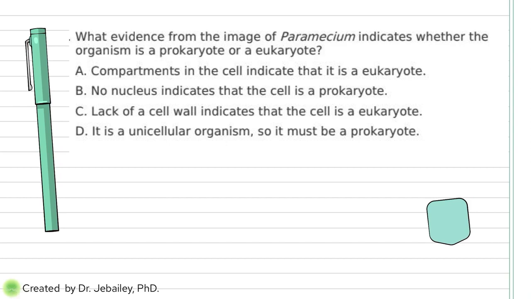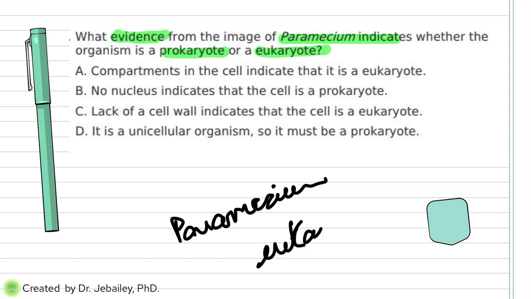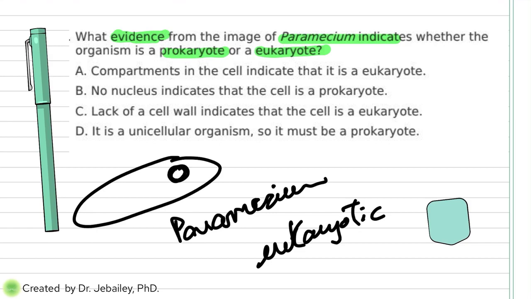Now, next one is what evidence? We're looking at evidence from an image of paramecium, and the image of paramecium indicates whether it's prokaryotic or eukaryotic. This goes back again to topic 1.1, but we also are talking about 1.2, which is basically the differences between eukaryotics and prokaryotics. In this case, we know the paramecium, because you have studied the paramecium. Paramecium here is actually a eukaryotic. And the reason why it's eukaryotic, is because even though it's one cell, it has its own nucleus.